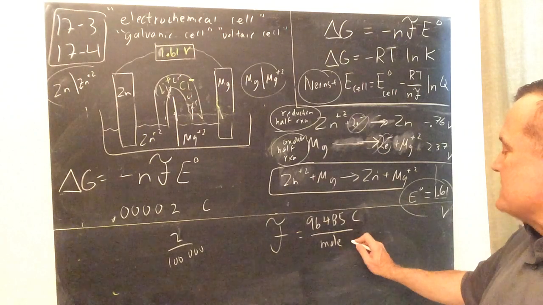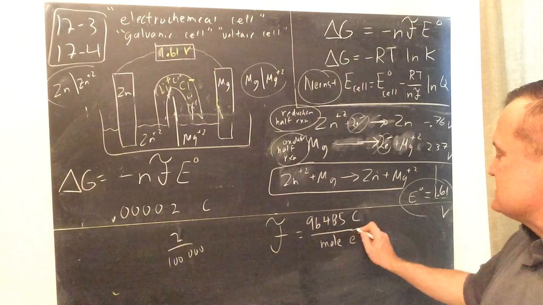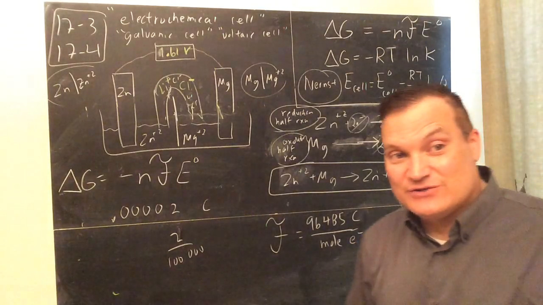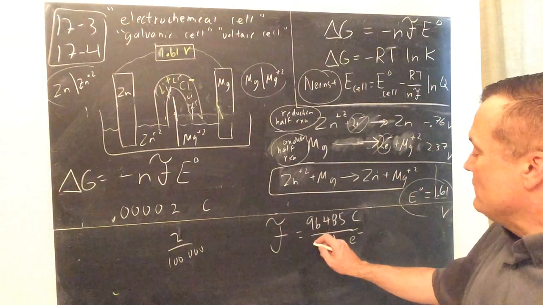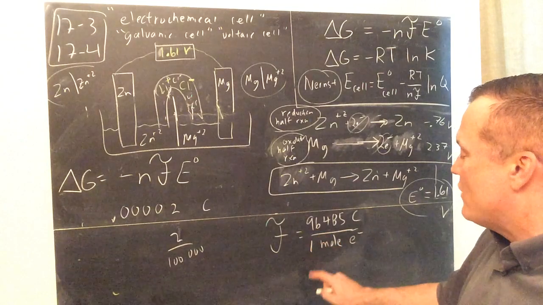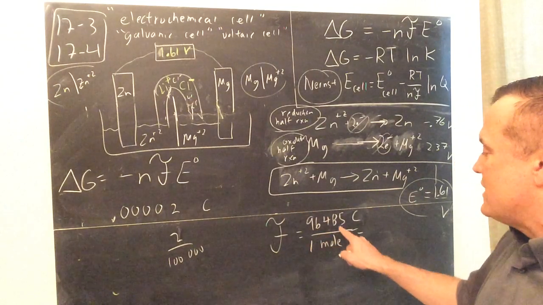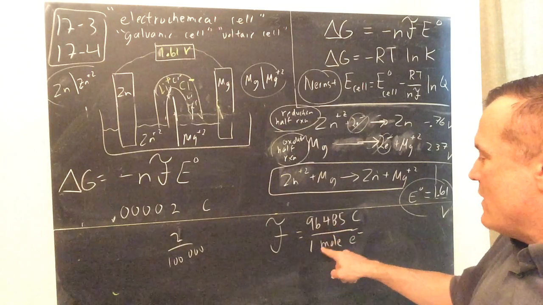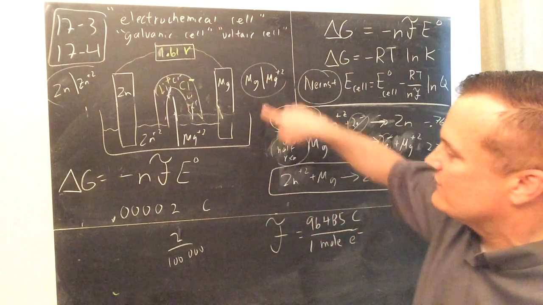But it's that many coulombs for every mole of electrons. And a mole of electrons, how many electrons is that? 6.022 times 10 to the 23rd. For every 1 mole of electrons, that is how much charge you receive when it is transferred from one side to another.